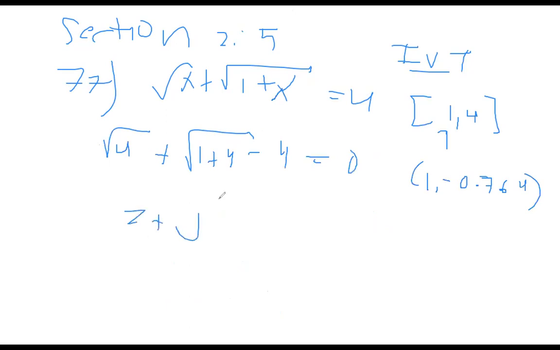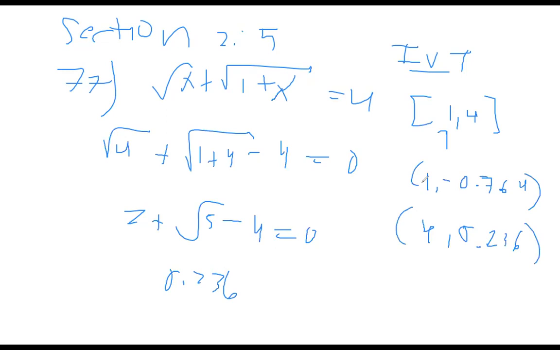So we get 2 plus root 5 minus 4 equals 0. So 2 plus root 5 minus 4. All right, perfect. So now this is going to be 0.236. So at x equals 4, it's at 0.236. Okay, so now we're going from negative to positive in the y value. So that tells you that.